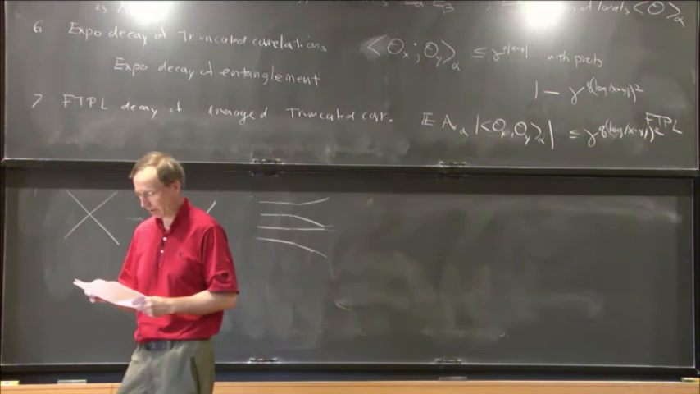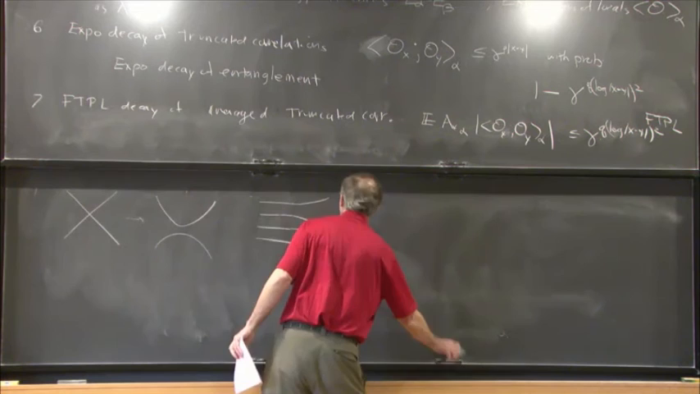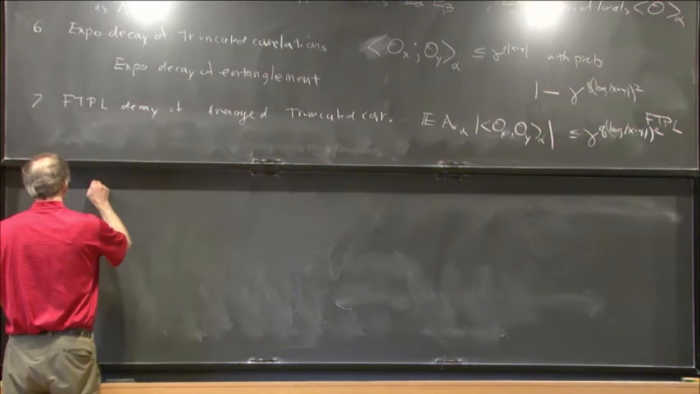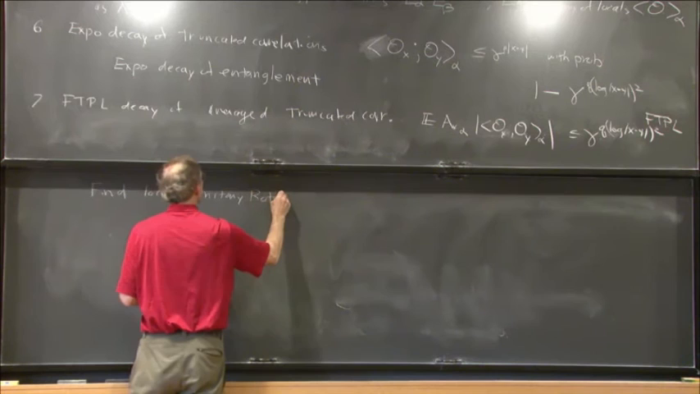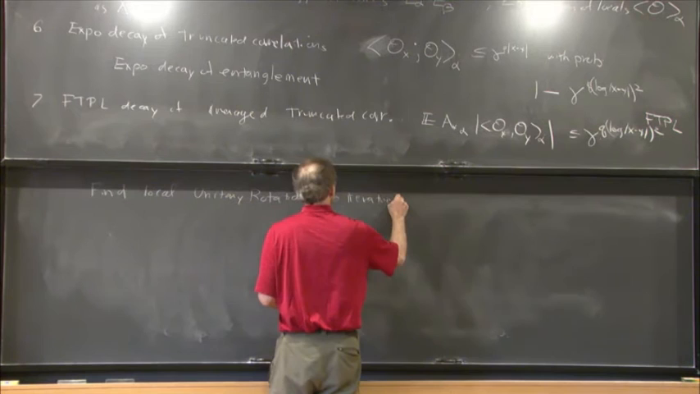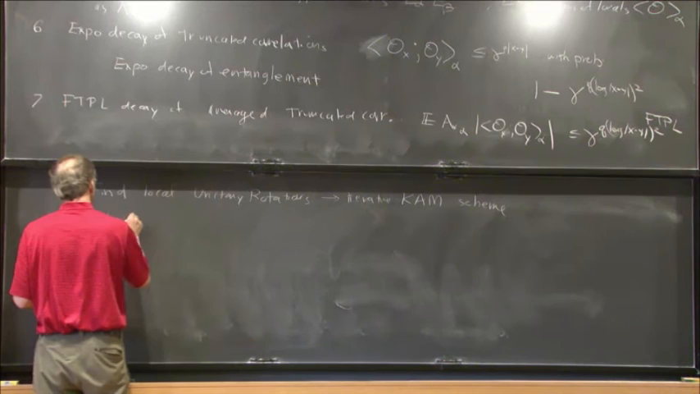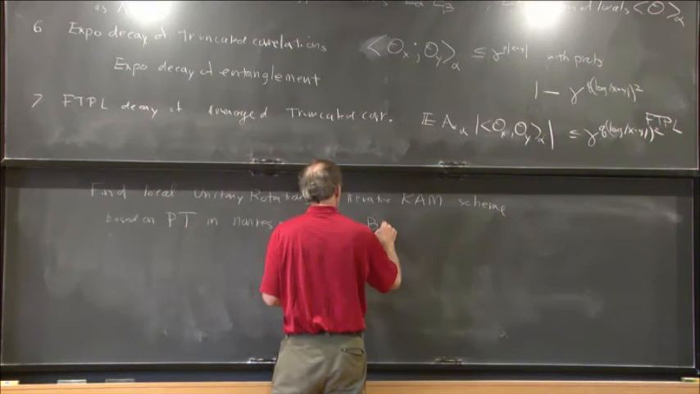All right, so I would like to talk a little bit about the method. So the idea is, as it was stated above, you want to find local unitary rotations. So it's necessarily an iterative scheme, a KAM or RG type scheme. So it's based on perturbation theory in non-resonant regions, and block rotations in resonant regions.